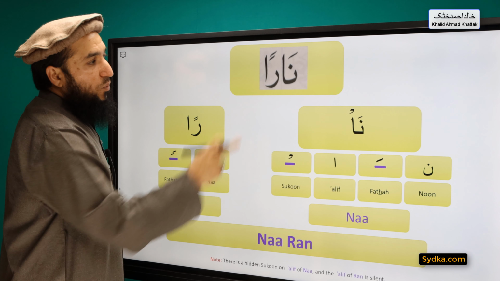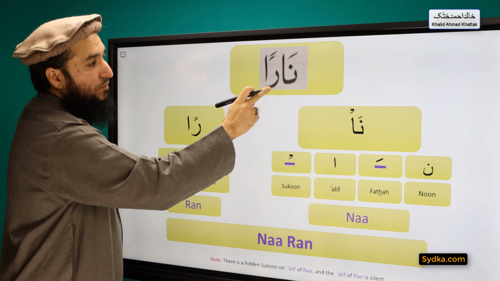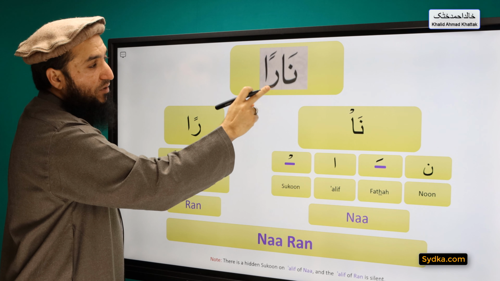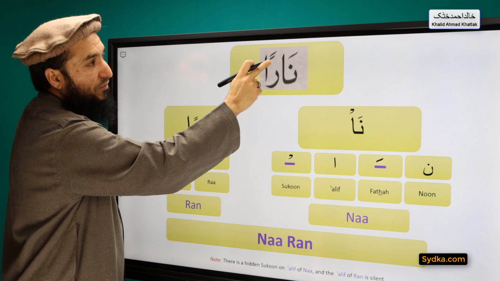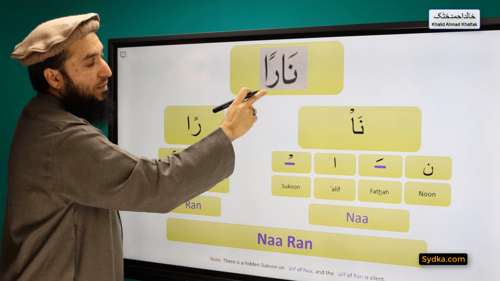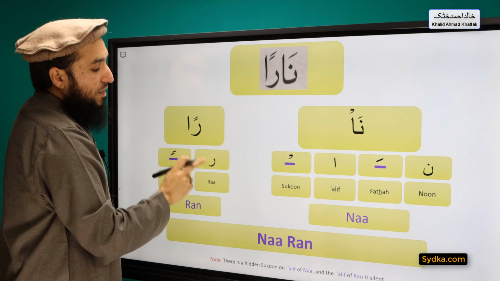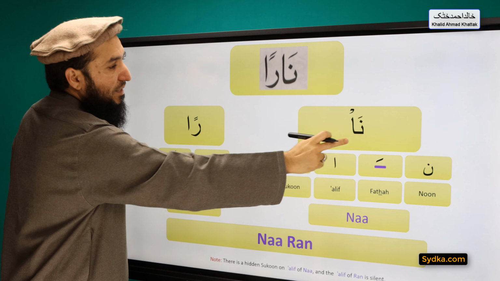The second syllable we have is ra fathatain, ran, and this alif is silent. Ra is light and heavy, but in this case it is heavy. It has fathatain on top of it. Ra fathatain, ran. Combining these 2 syllables, we have naran, naran, naran.